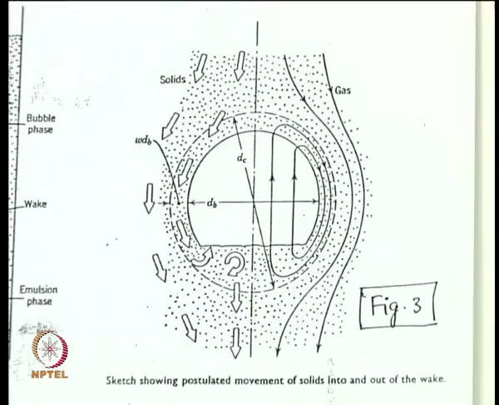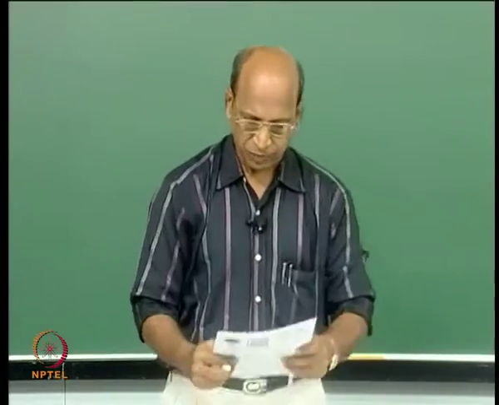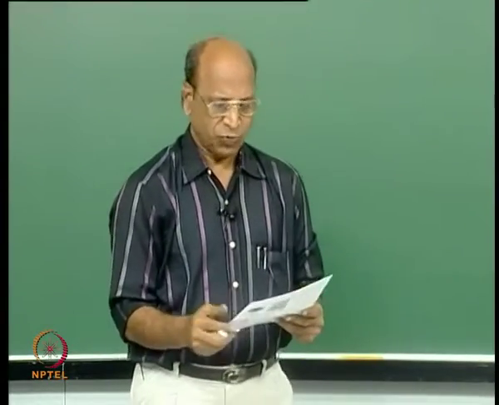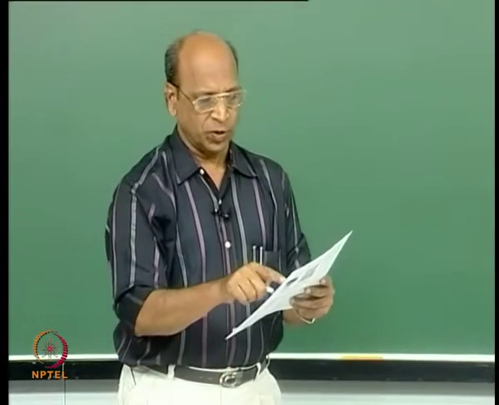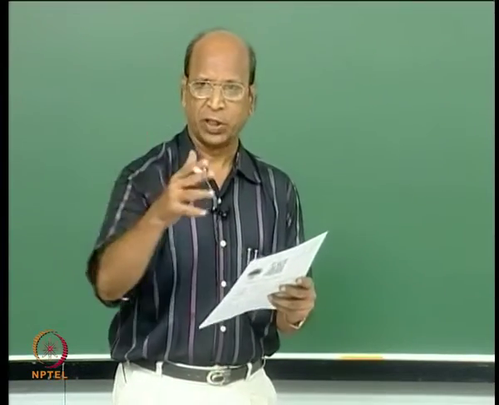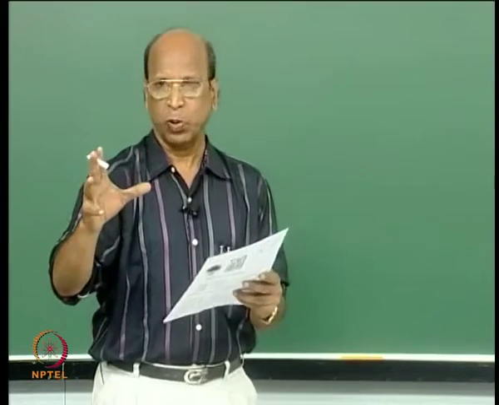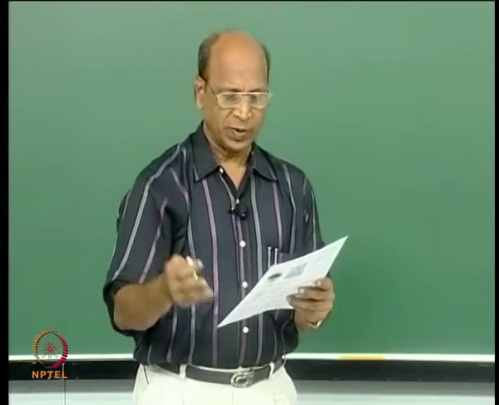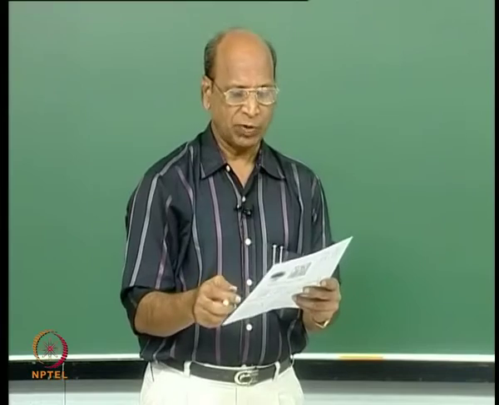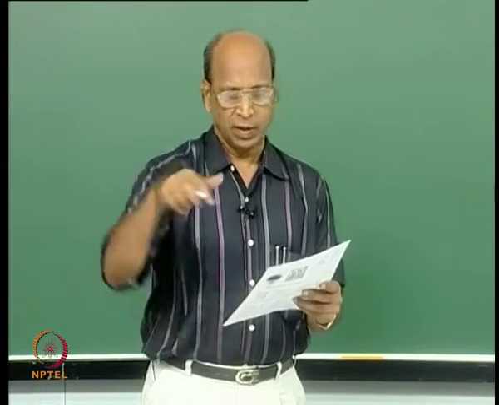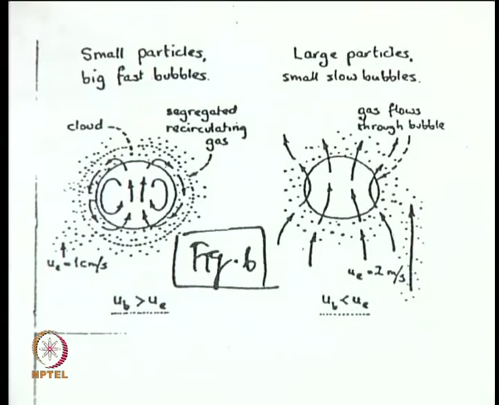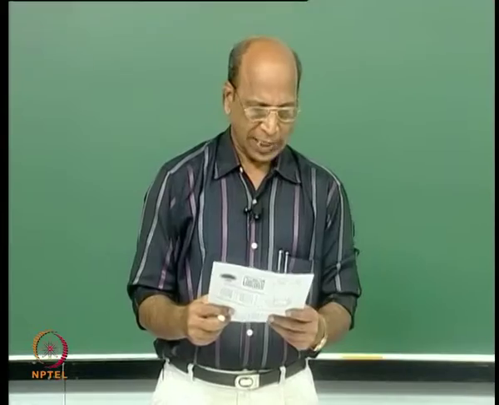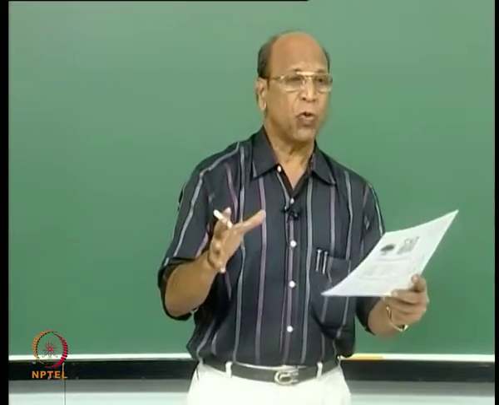So, if you go to the next page, figure 6 is the same thing we have done earlier, that means how, for slow bubbles, the gas is bypassing through the bubbles. That is the right hand side of figure 6, and the left hand side is bubbles going faster. So, circulations are within the bubble and within the cloud.